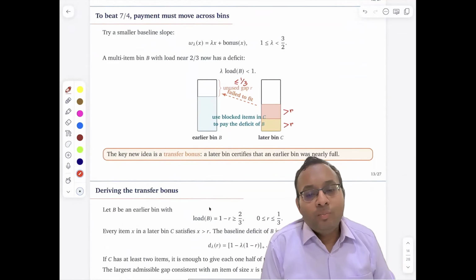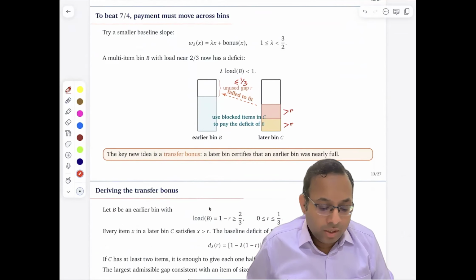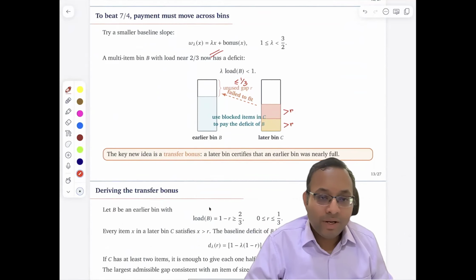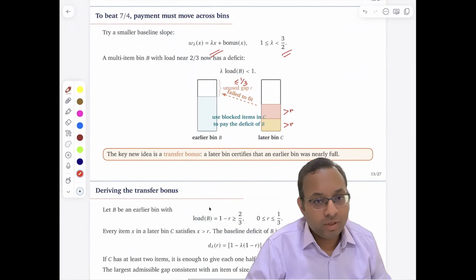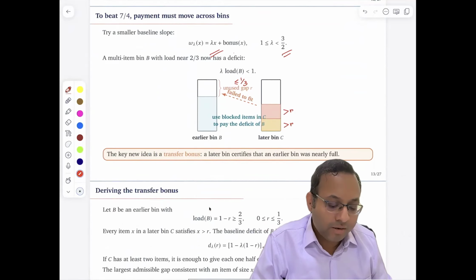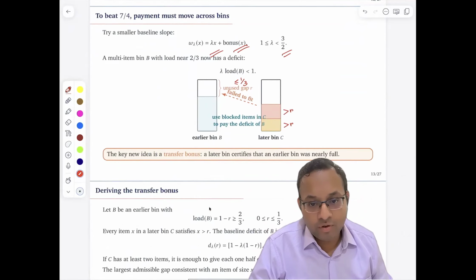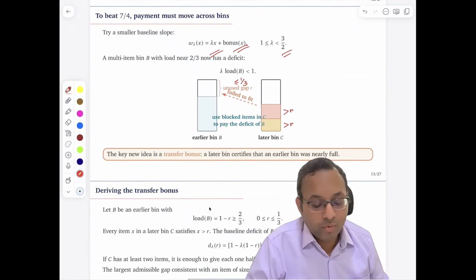Okay, so let's see. To beat 7 by 4, what should we do? Let's say we try some lambda x, where lambda is less than 3 by 2 and more than 1. And then for some items, we need to add some bonus. We already saw for x greater than half, we had to add some bonus.